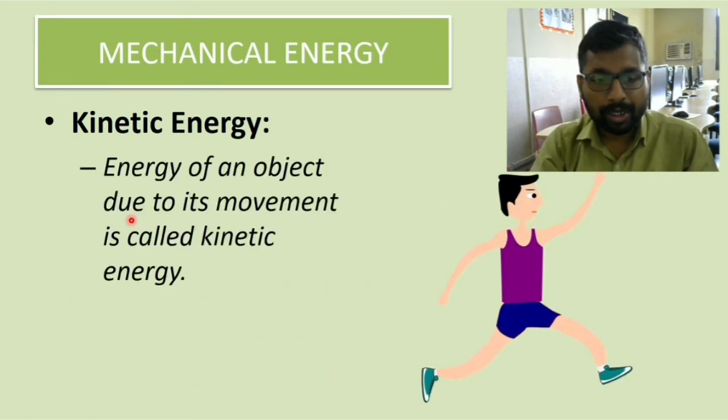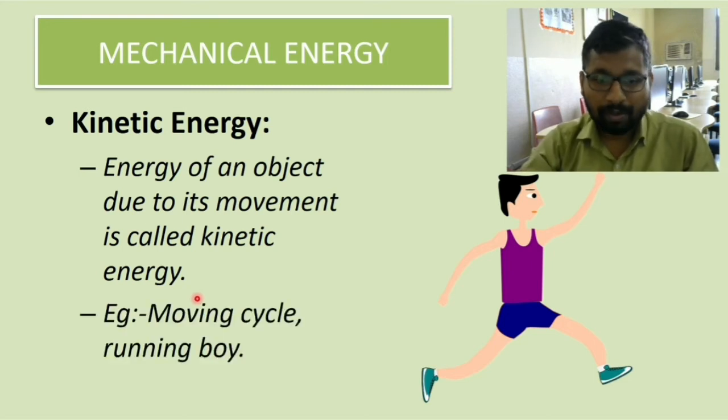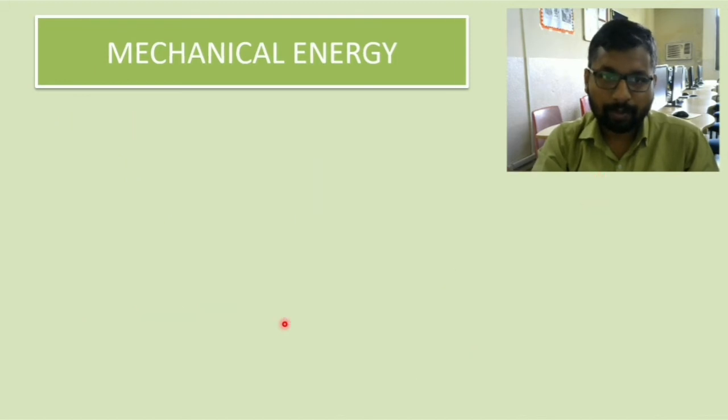So, talking about kinetic energy, the energy of an object due to its movement is called kinetic energy. Suppose this boy is running from one point to another, then you will call it kinetic energy. So, a moving bicycle or a running boy like this one can be said to have kinetic energy.